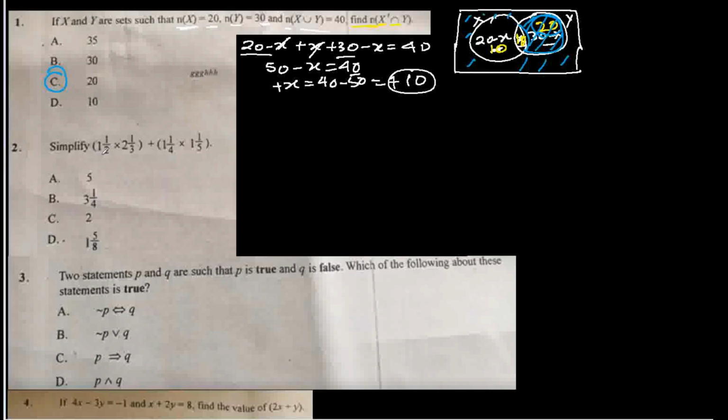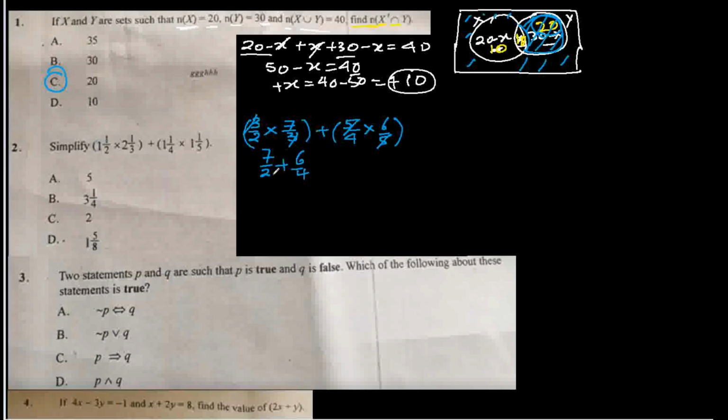Simplify this one. They are mixed fractions, so let's convert them to improper fractions. 2 times 1 is 2, plus 1 is 3, so 3 over 2. Times 3 times 2 is 6 plus 1, 7 over 3, plus 4 times 1 is 4 plus 1, 5 over 4. Then 5 times 1 is 5 plus 1, 6 over 5. So 3 and 3 cancel in this case, 5 and 5 cancel in this case. We get 7 over 2 plus 6 over 4.